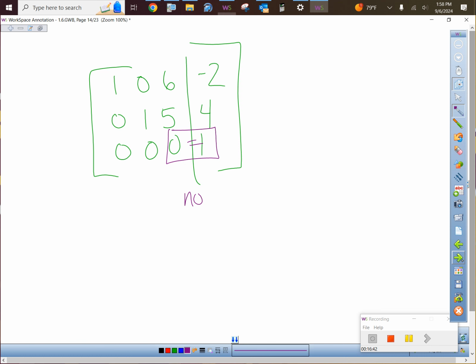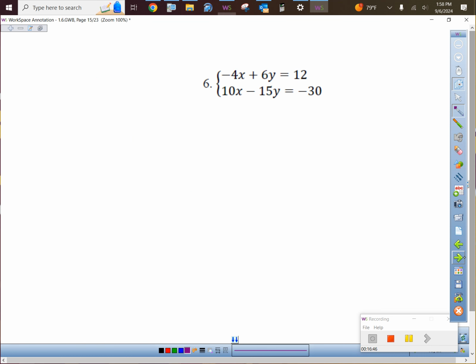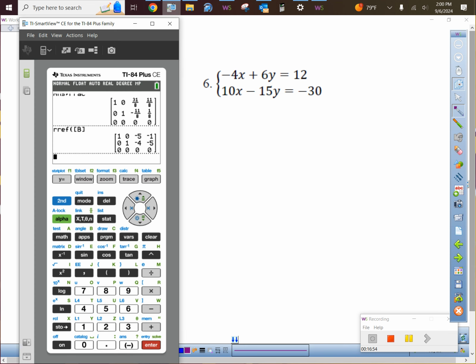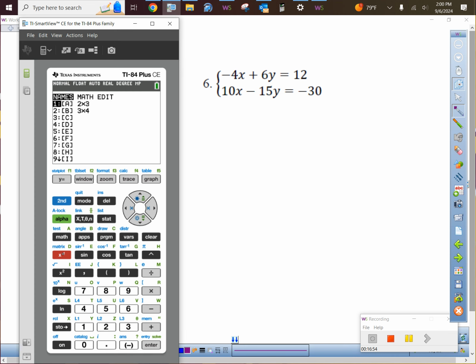Cool? But then, watch out for this on your test. Excuse me, I didn't mean to cough right there. Here's a different matrix. First question, is it linear? Like there's no squares or cubes? So let's use a matrix to solve it and see what happens. So let's go to second matrix. And this is a 2 by 3 matrix now, right? There's only 2 rows and 3 columns, so we'll do that. Negative 4, 6, 12, boom, 10, negative 15, negative 30.